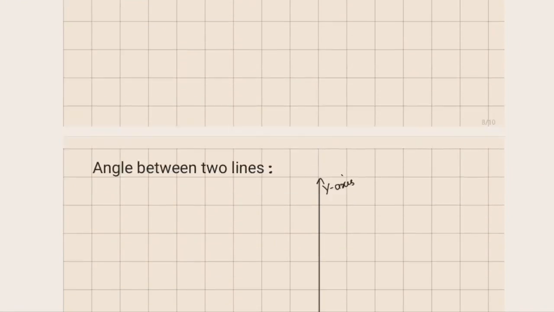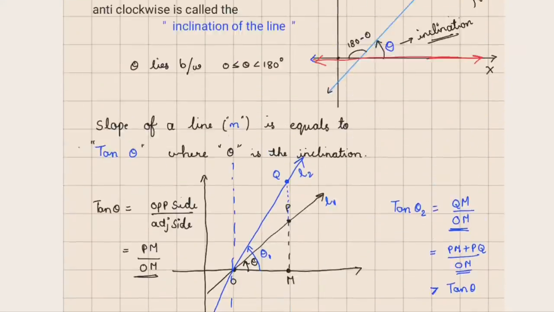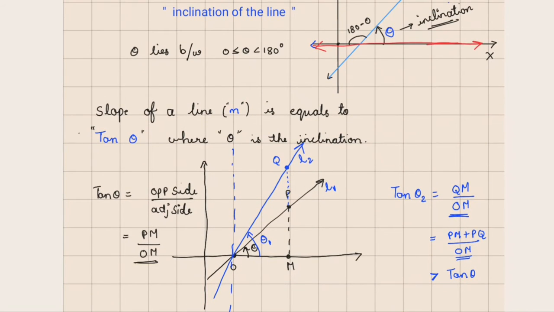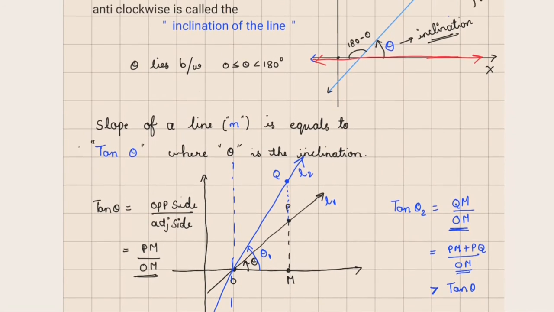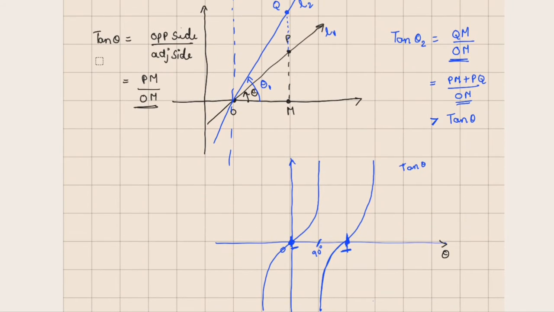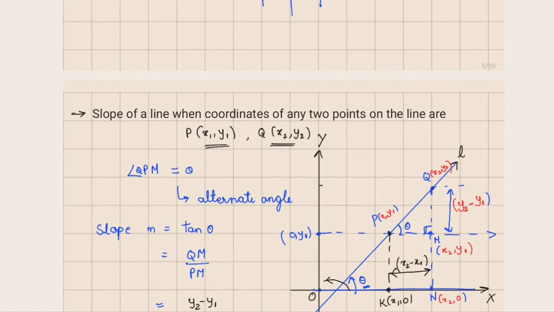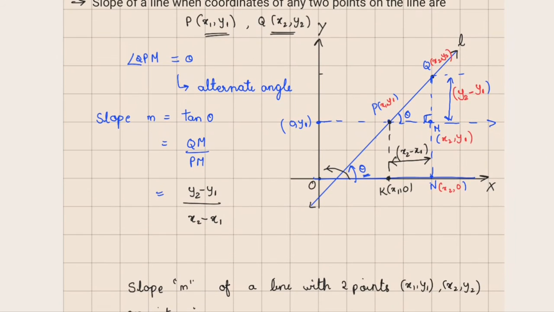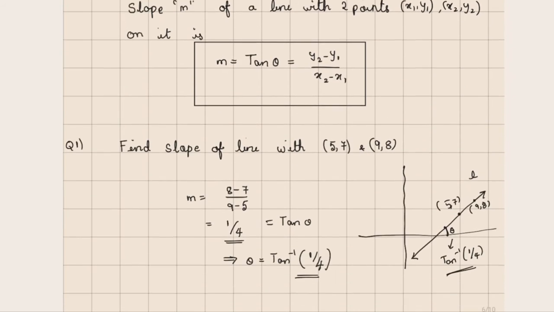Hello guys, in the previous lecture we learnt what the slope of a line is, which is tan theta, where theta is the inclination of the line. We saw why we define slope as tan theta, and how to find the slope of a line using any two points of the line. So we got slope equal to y2 minus y1 by x2 minus x1.